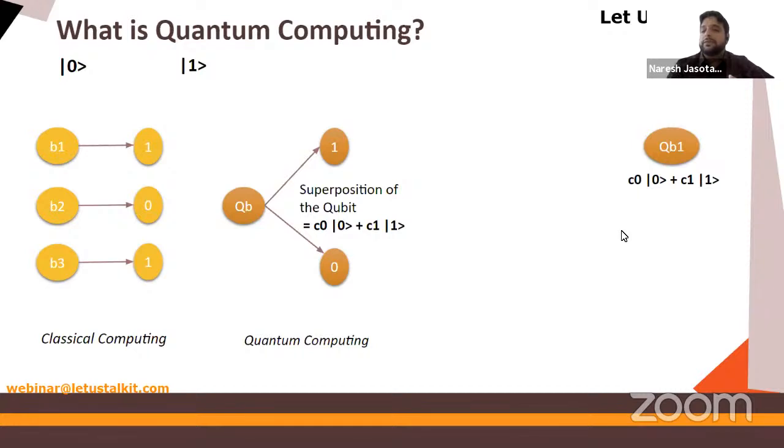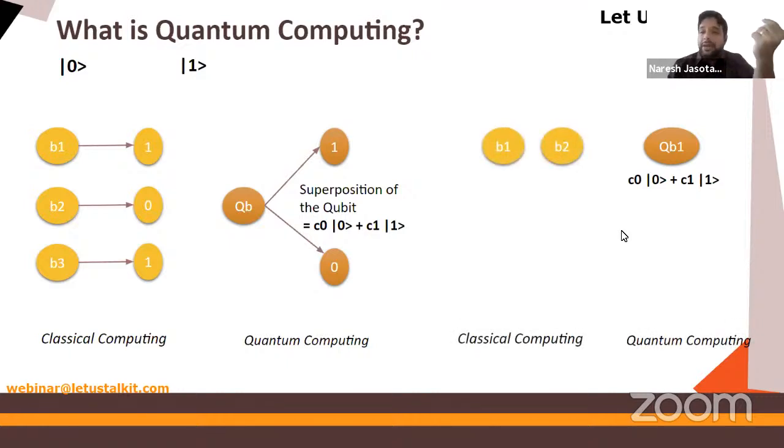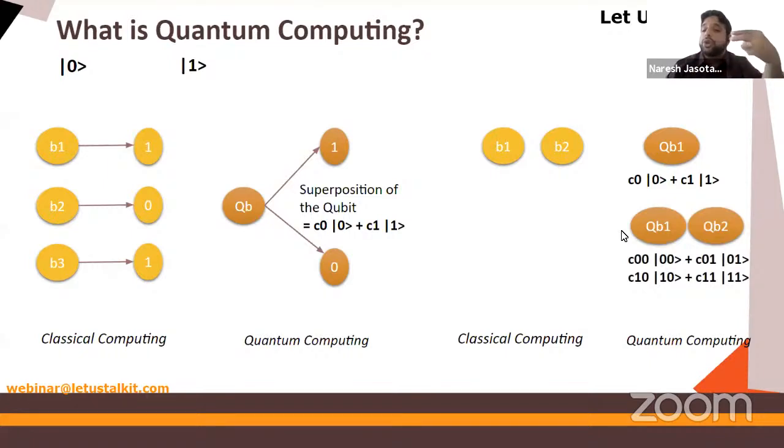So take an example of 1 qubit. One qubit is defined as C0 of |0> and C1 of |1>. That means to represent one single qubit, you would need two classical bits, right? For defining 0 or 1, 1 or 0. For two qubits, that's the calculation.